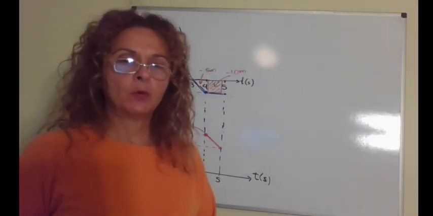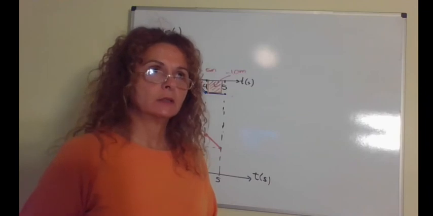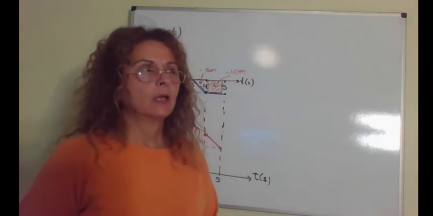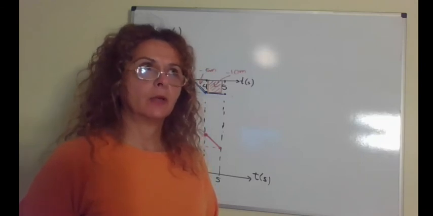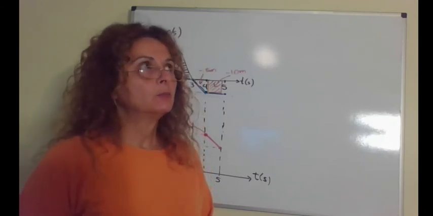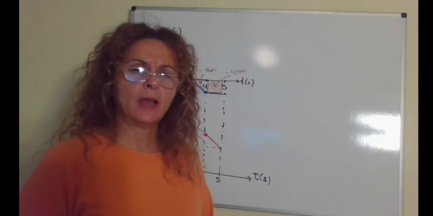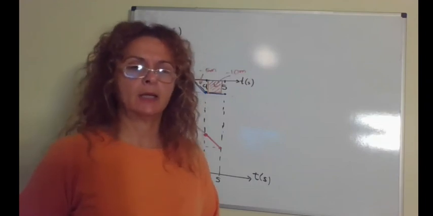We can have problems where an object does multiple motions, and we can use the equations. These problems usually have to do with the average velocity, and that will be my next example.